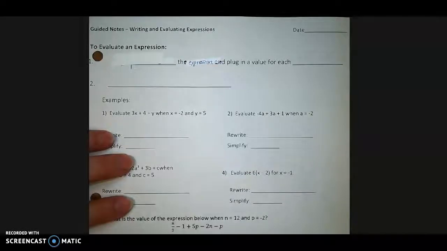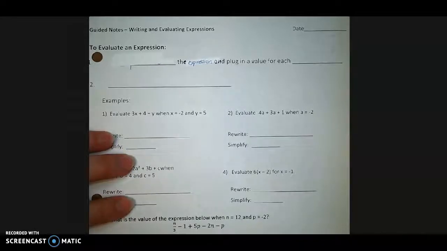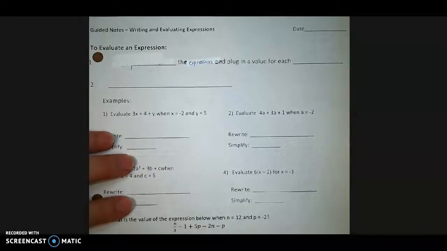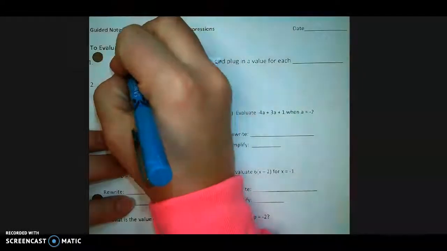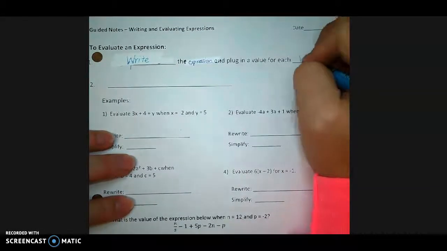All right, so we've been practicing writing expressions, so taking a look at a word problem, finding a pattern, and turning it into an algebraic expression. And so what we're going to do is talk about how to evaluate that expression, so then to put that pattern that we saw to use. And to do that, first we obviously have to write the expression, and then we're going to plug in a value for each variable.